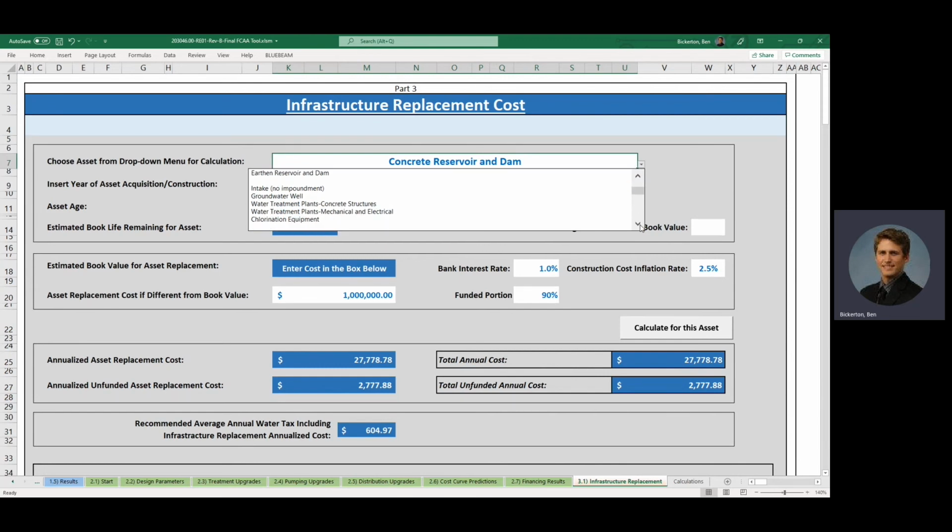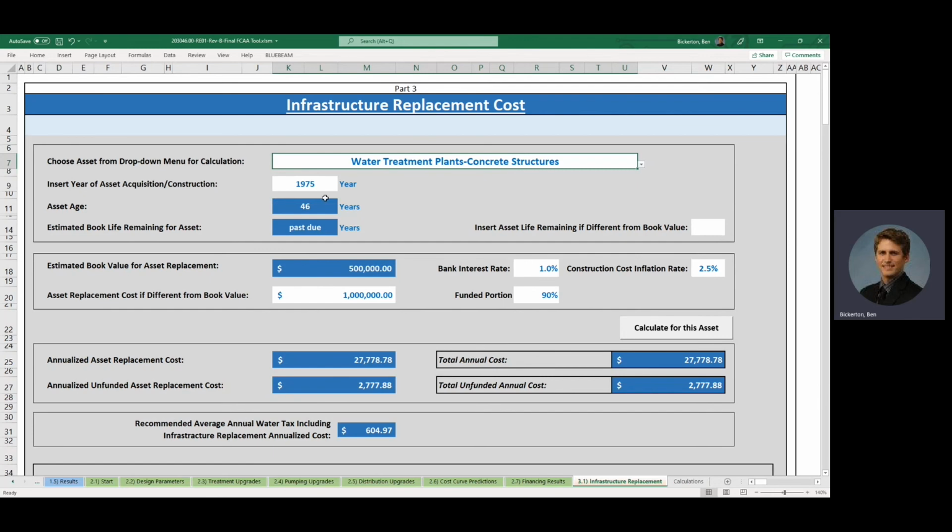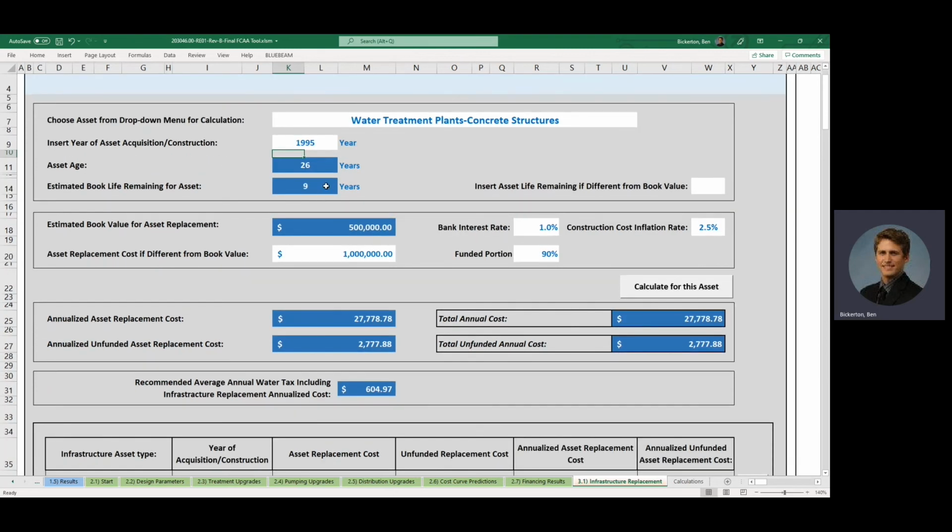We can select perhaps water treatment plant concrete structures, which have different estimated book lives. The book life for this might be 9 years, but we could say we expect another 20 years, and the tool will use this remaining life. The suggested book value for replacement here is $500,000, but that's going to vary significantly depending on the asset. So we'll say $200,000 for our water treatment plant structure. We'll leave the interest rates and the funded portion and add that to our total below.